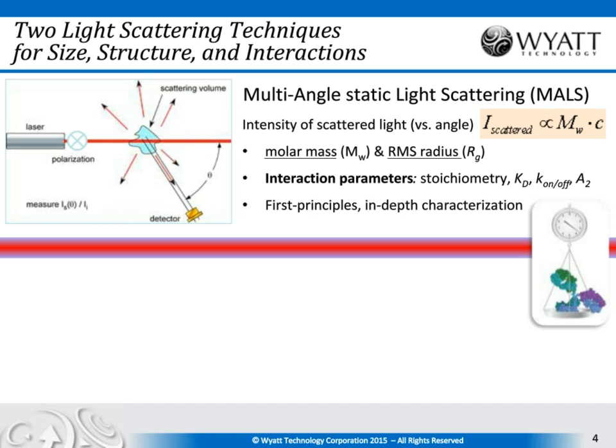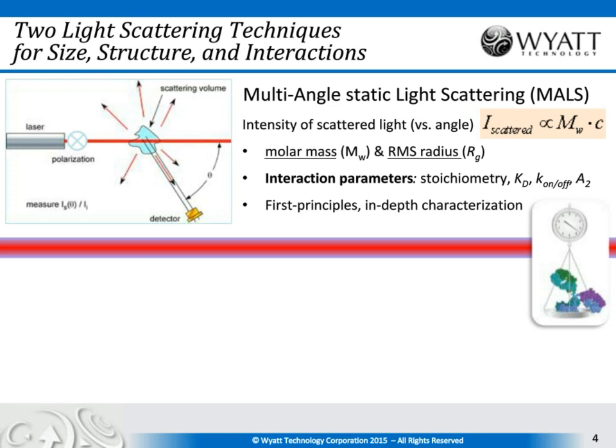Through these first principle analyses, we can address some derived measurements, including interaction parameters. So what is the stoichiometry of the complex it forms? What is its KD, its equilibrium dissociation constant? Rates of association, rates of aggregation, rates of dissociation, and also another measure of interaction called second virial coefficient, typically known as A2 or B22, which is a measure of nonspecific interactions between molecules. Because MALS is first principles, it's really important as an in-depth characterization tool.